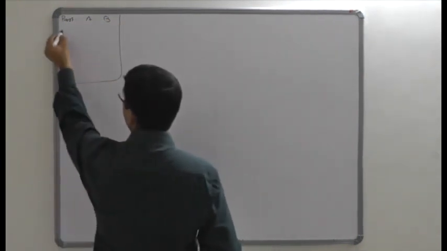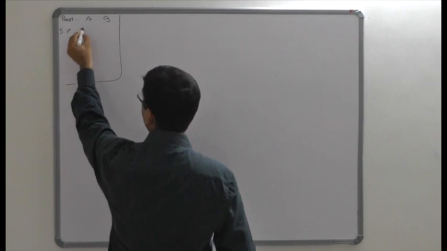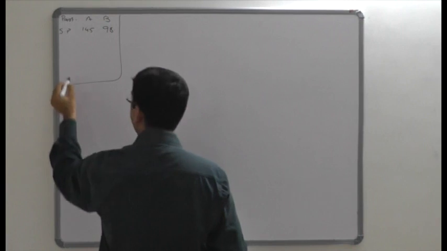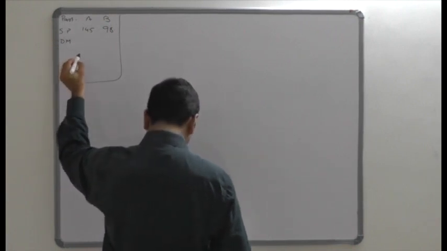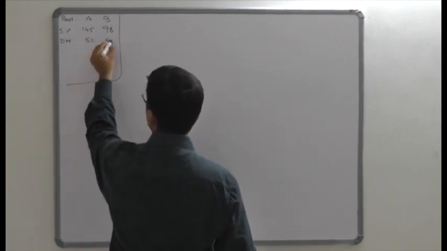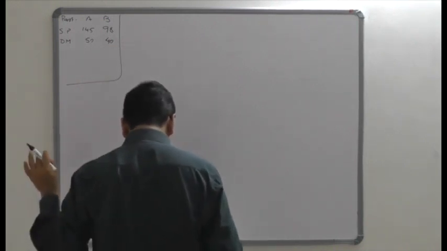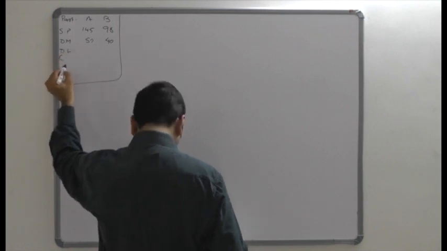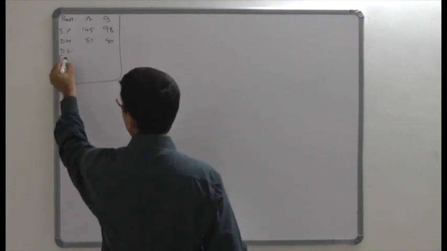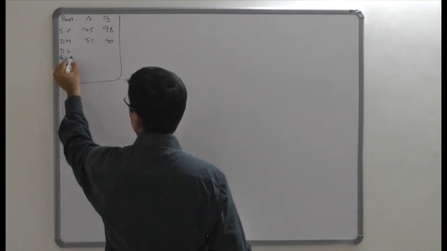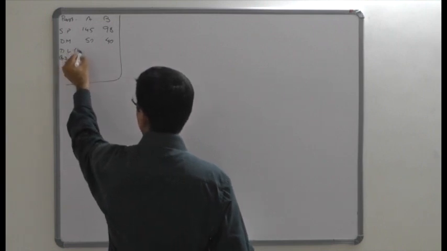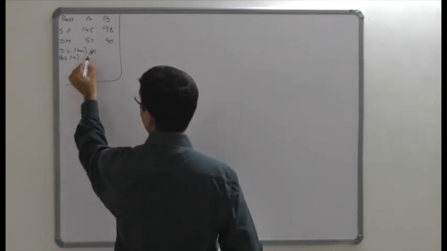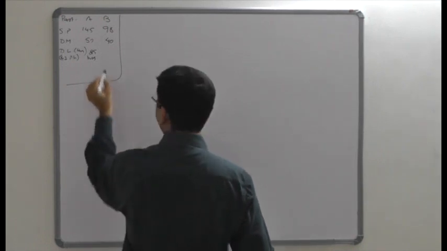The sales price is given for A is 145 and for B is 98. Then the direct material is 50 rupees and 40 rupees. All information is given per unit. Then direct labor, and in brackets it is mentioned the wage rate is 1 rupee per hour. So direct labor is given in hours instead of rupees, that is 25 hours and 10 hours.